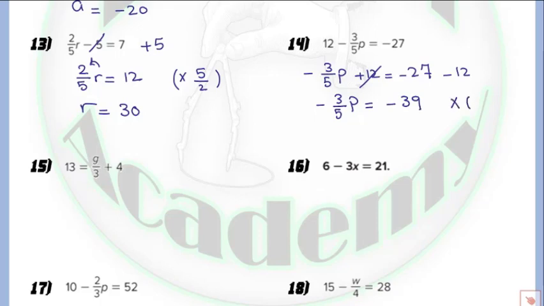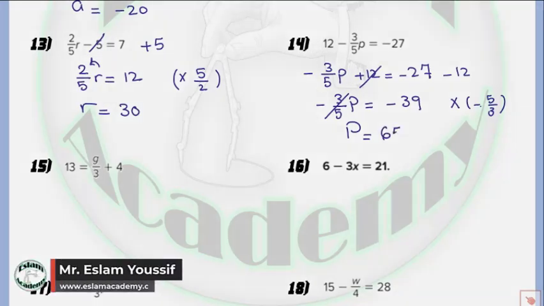Now just multiply it by negative 5 over 3. Once we have a fraction coefficient, just multiply it by the reciprocal of the fraction. The fraction here is negative, so multiply by a negative number. Negative 3 over 5 multiplied by negative 5 over 3 would equal 1. So just write p. Negative 39 multiplied by negative 5 over 3, the answer would be equal to 65.